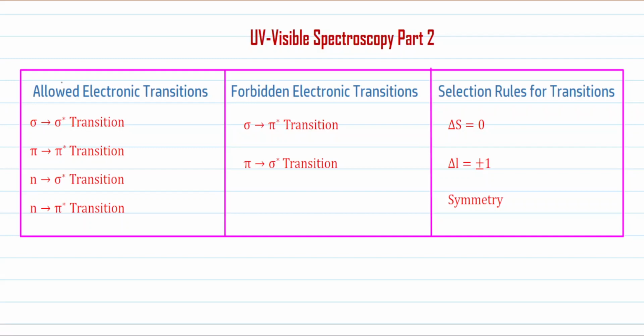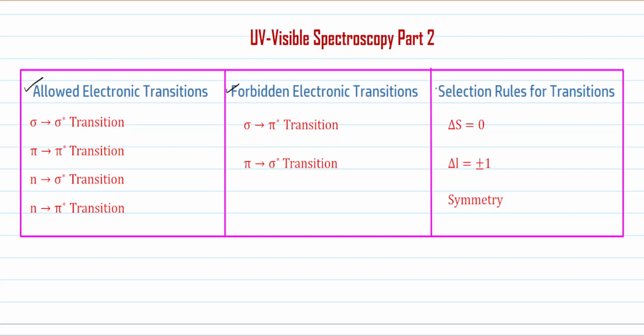So the first point is the allowed electronic transitions: sigma to sigma star, pi to pi star, n to sigma star, and n to pi star. These transitions are allowed electronic transitions. The second point is the forbidden electronic transitions, that is sigma to pi star and pi to sigma star.